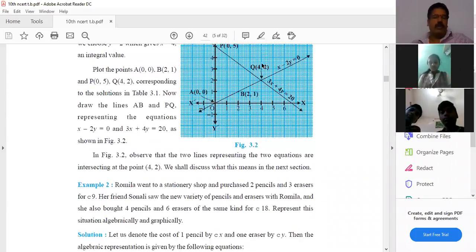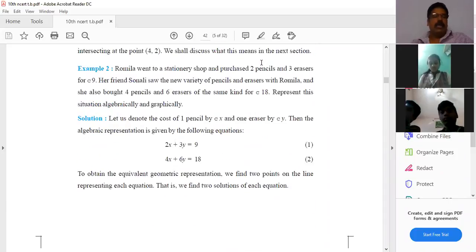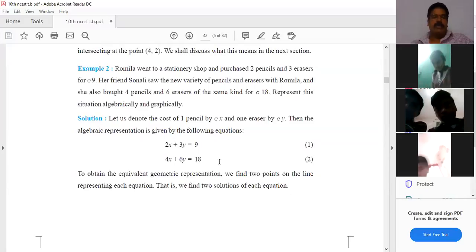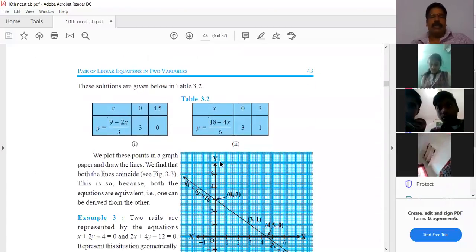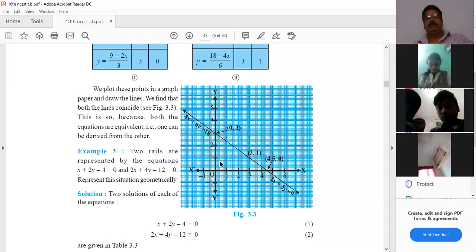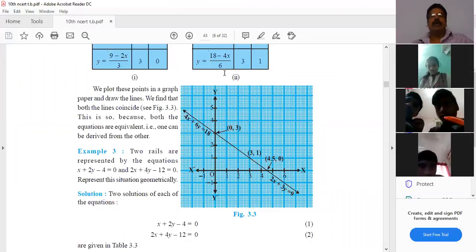Today, at home, in example 2 there are the equations 2x plus 3y equal to 9 and 4x plus 6y equal to 18. You have to draw the graph at home. You will get coincident lines, which means both graphs will plot on the same line. You have to complete that graph at home.